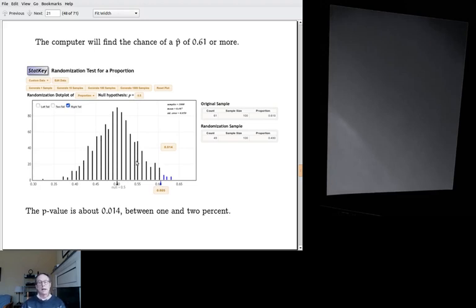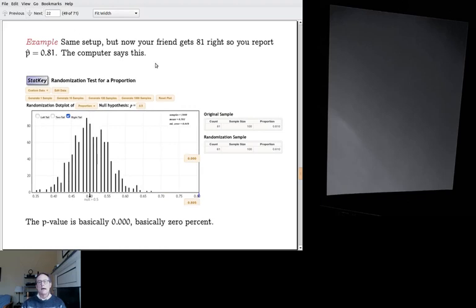So we're not getting exact numbers, we're getting practical values, and this is a practical class, so that's all we really care about. Okay, so same setup, but now your friend gets 81 right, and the computer is going to give you a picture that looks like the previous picture, except that 81 is completely off the charts. So if we compare 61, which had something like a 1 or 2% chance of happening, with 81, which has a 0% chance of happening, well, clearly the 81 is persuasive.